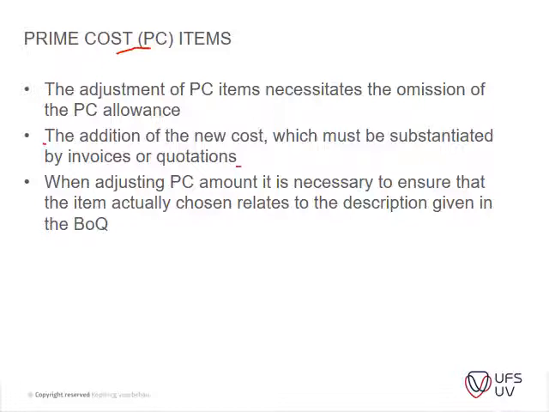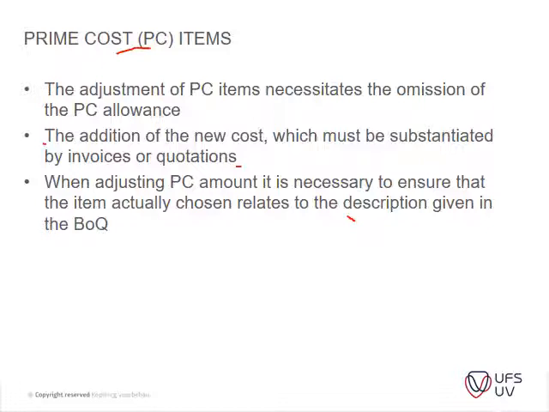So you get quotations for the actual item, and then the contractor just adds that percentage that he already indicated in his bill of quantities to that item. When adjusting the prime cost amount, it is necessary to ensure that the item actually chosen relates to the description given. So usually what we do is we get three quotations, because usually it's a design and install.